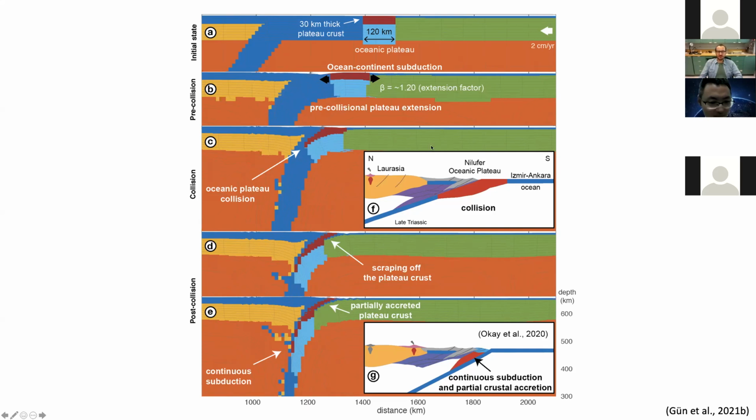So this model, I'm comparing one of these 120 kilometer wide models here. We calculate there's a little bit of extension here, and after that, this plateau starts to collide with the overriding plate. This is their interpretation. This is our model. They look so similar, actually.